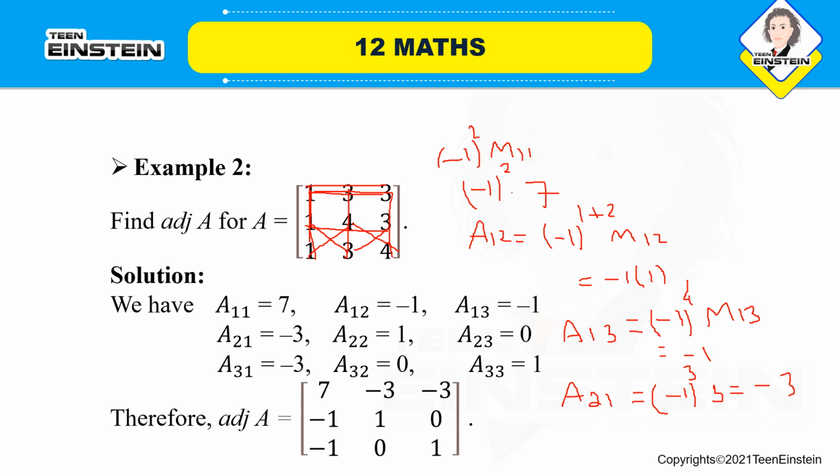Okay, so how will you write? The first column is A11, A12, A13. This is the first column elements, and the second column elements are A21, A22, A23. Then third column elements are A31, A32, A33. So adjoint A is the transpose of the cofactor matrix. So what is adjoint A here? 7, minus 3, minus 3, minus 1, 1, 0, minus 1, 0, 1.